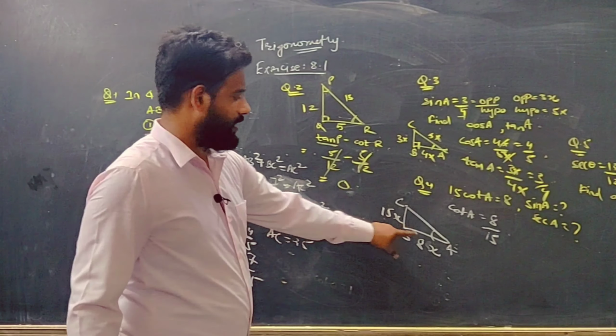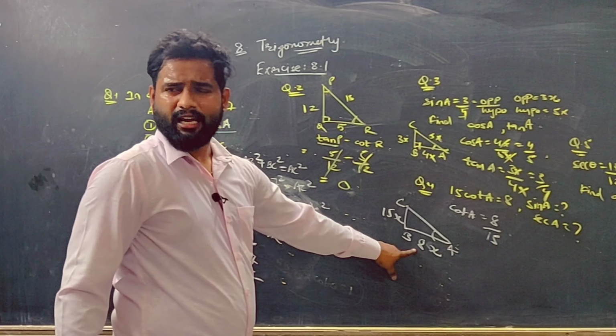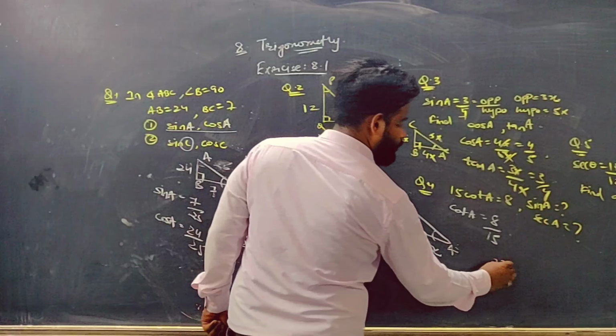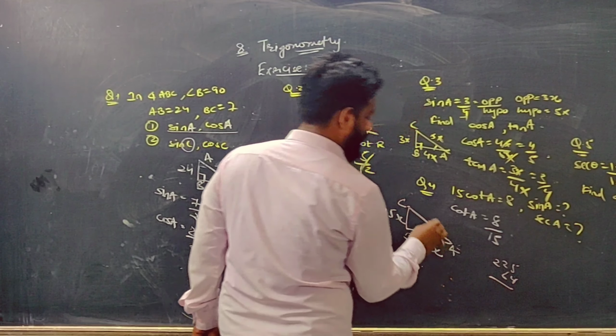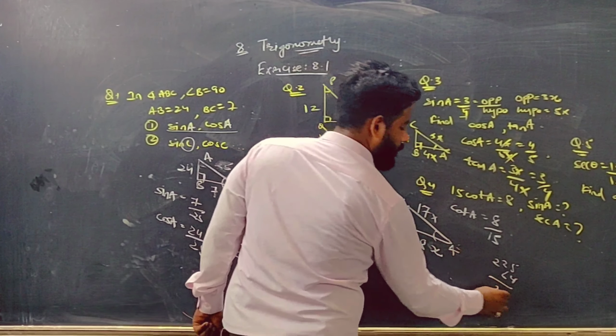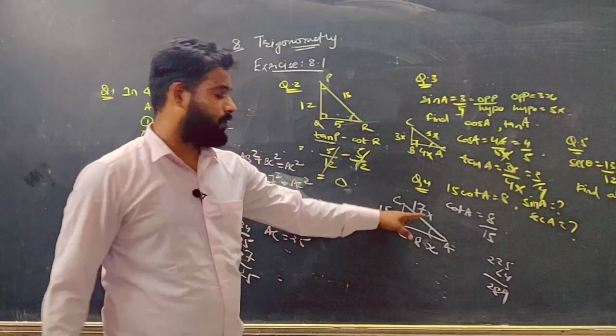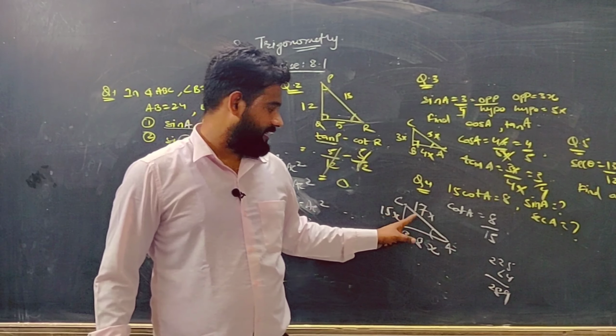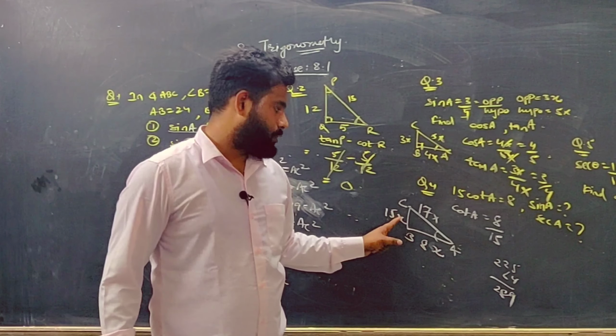Adjacent 8 squared is 64, and here 15 squared is 225. So 225 plus 64, what is that? 289. So here you will get 17x, since the square root of 289 is 17. Right? 17x. So adjacent, opposite, hypotenuse.